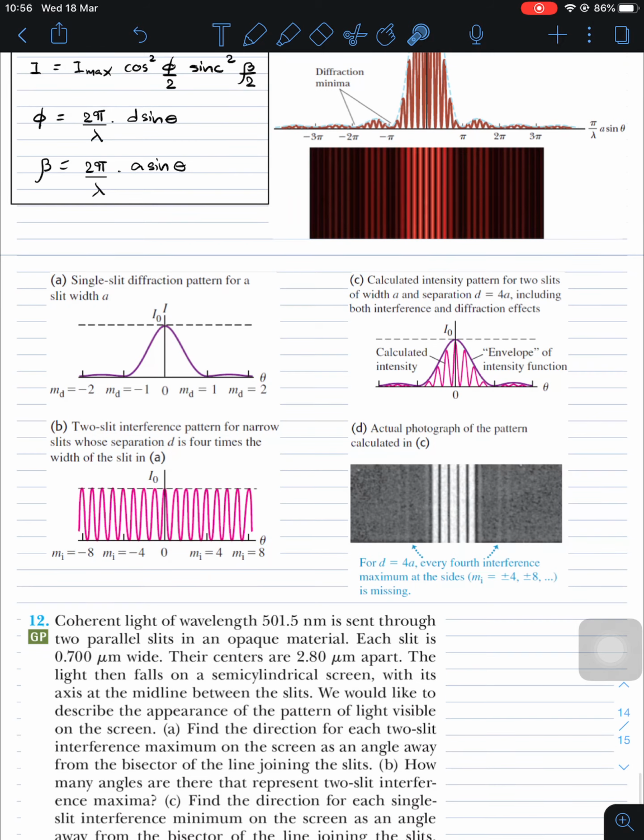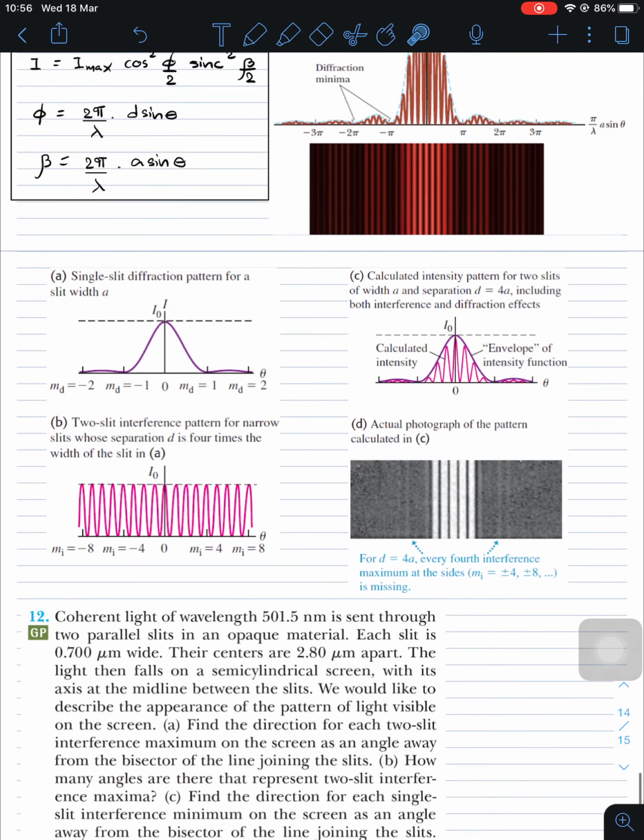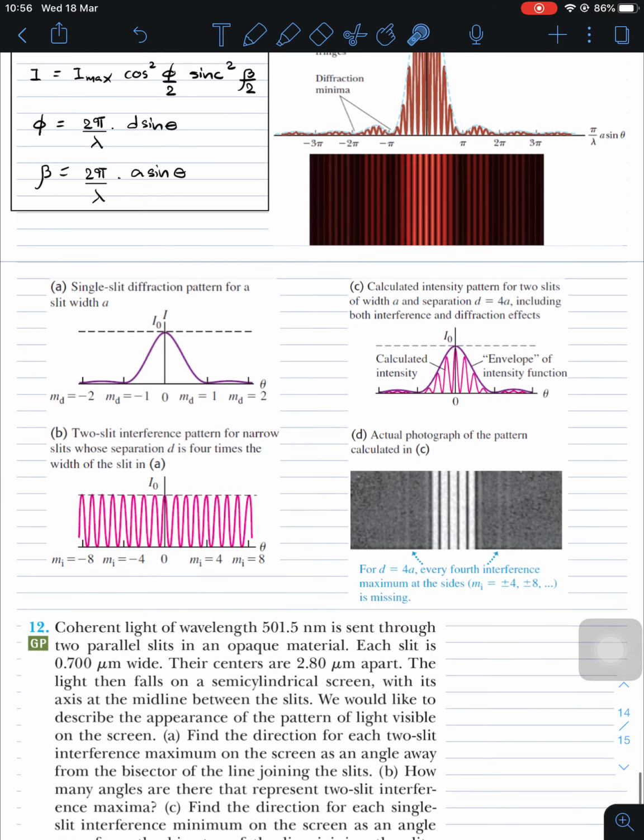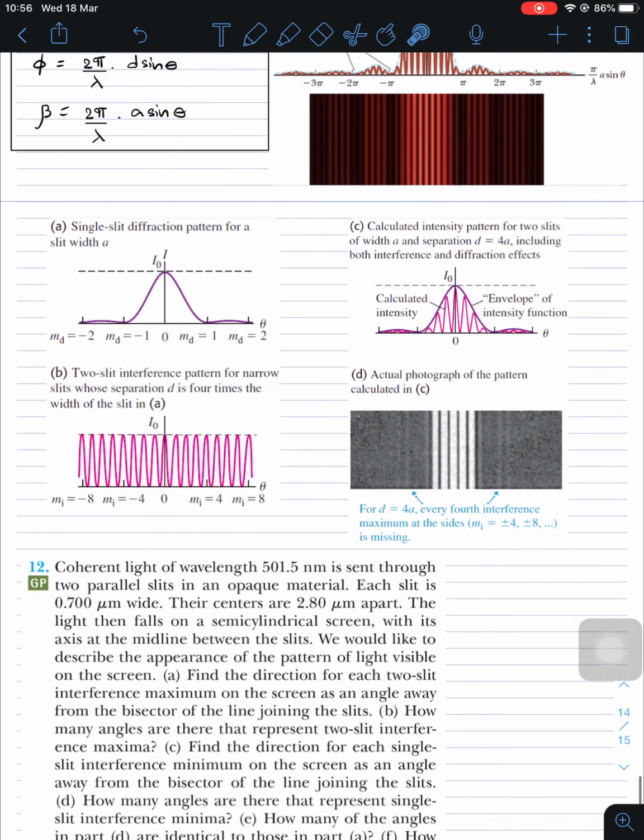So now let's understand this a little bit. For the single slit diffraction, we have the pattern looking like this, as you have seen already. The m d is the order from the diffraction. On the other hand, if we have the two slits, we get the interference pattern to be something like this. You have seen this already. And we have m i as the order from the interference.